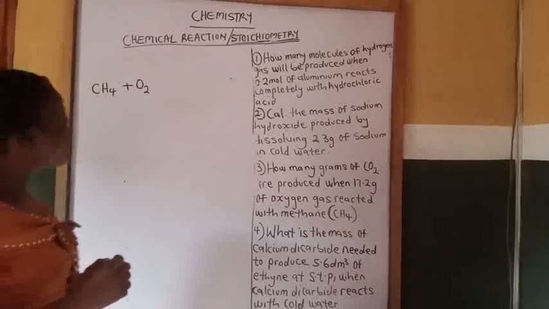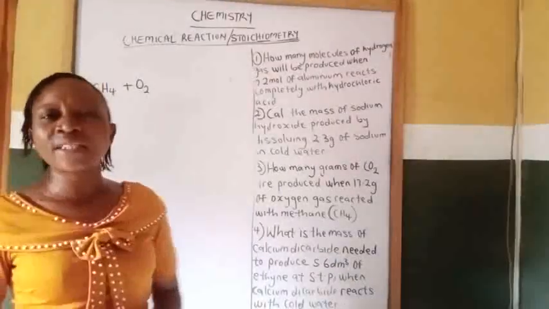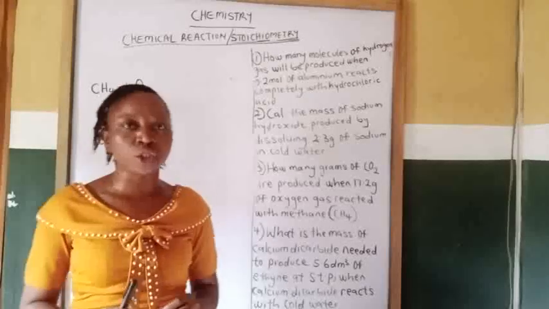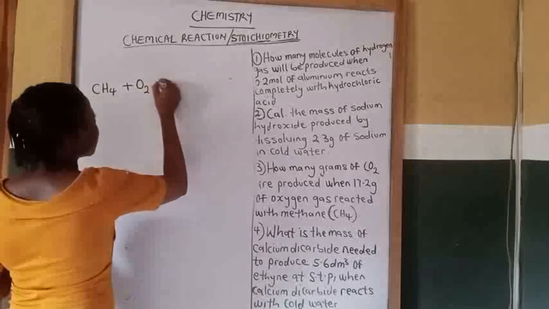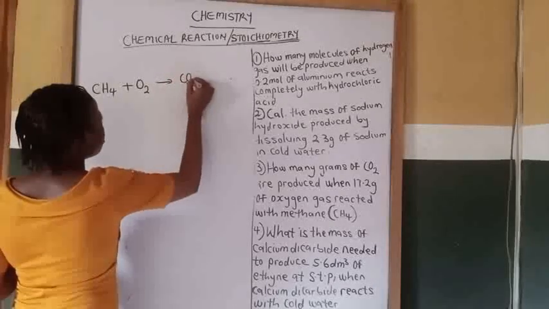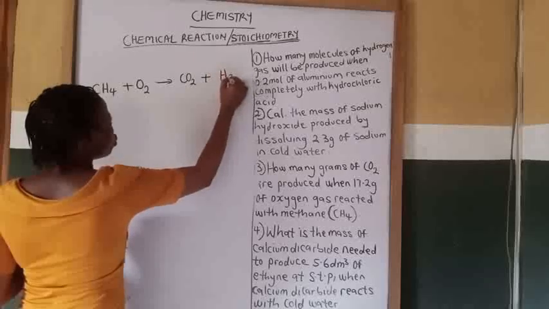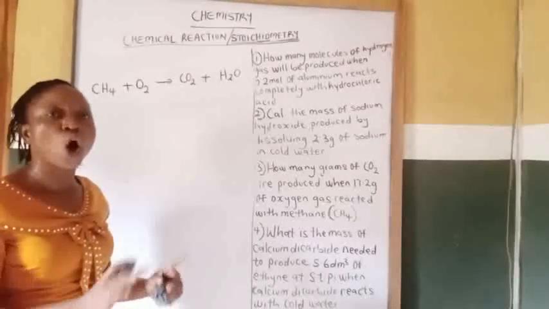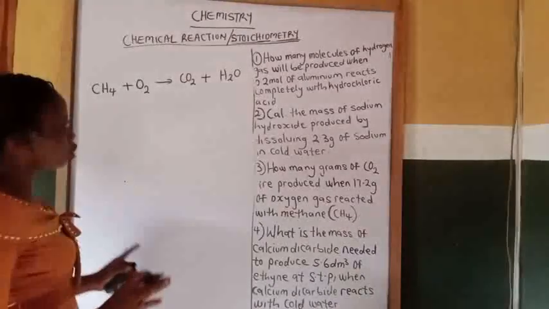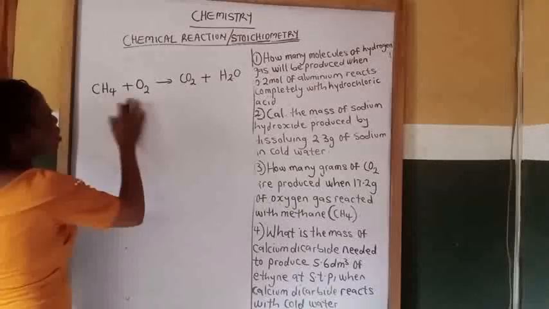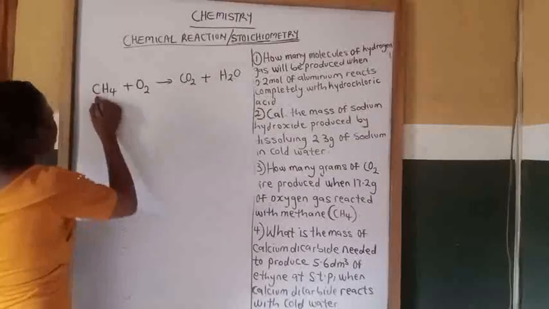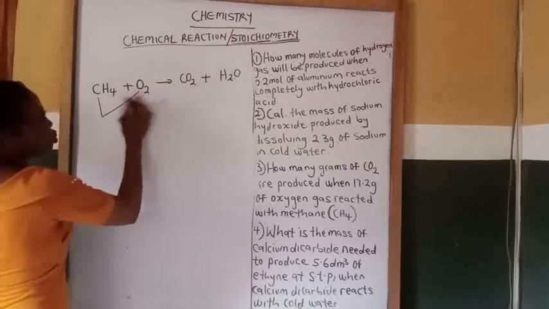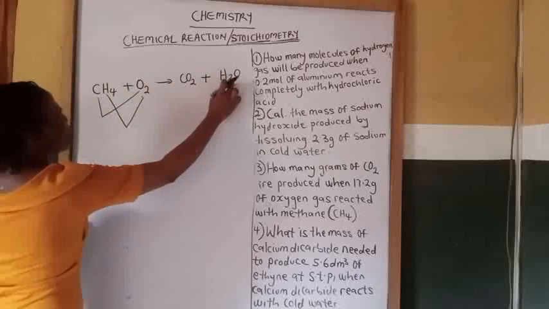In organic chemistry, whenever any organic compound reacts with oxygen, your product will be carbon 4 oxide and water, CO2 and H2O. This chemical reaction is called combustion reaction. It is common to all organic compounds. So our product now is CO2 plus H2O. Carbon reacts with oxygen to give you CO2, and hydrogen reacts with oxygen to give you H2O.